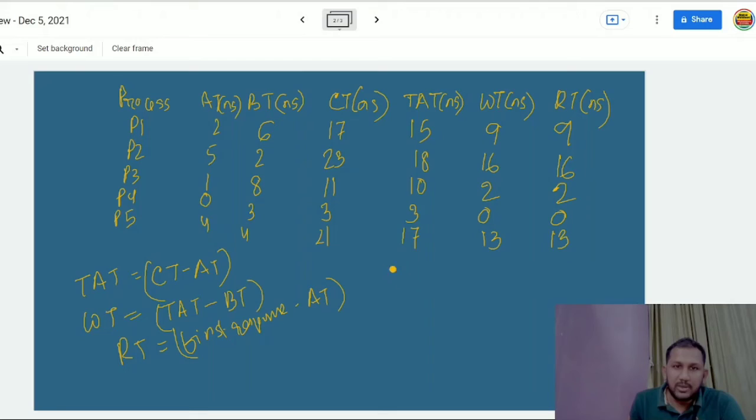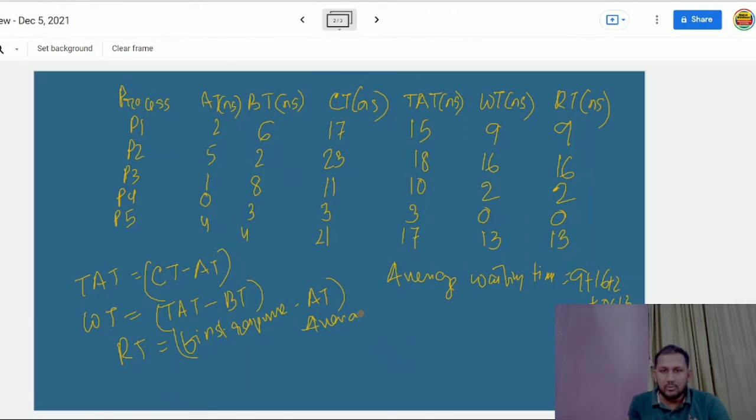Now we have to find out the average waiting time. Average waiting time equals 9 plus 16 plus 2 plus 0 plus 13 divided by the number of processes, that is 5. Now we calculate this and we get the result. Similarly, average turnaround time equals 15 plus 18 plus 10 plus 3 plus 17 divided by the number of processes, that is 5 nanosecond. Now we calculate this and we get the average turnaround time.